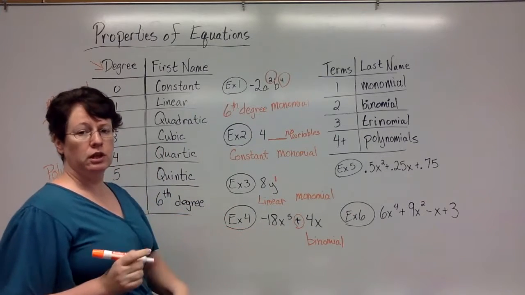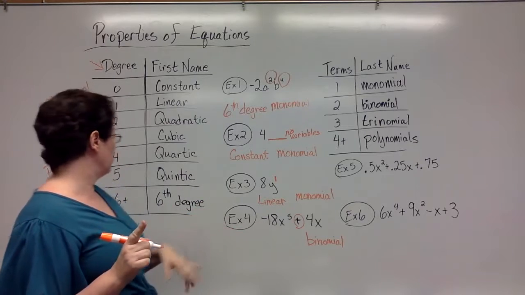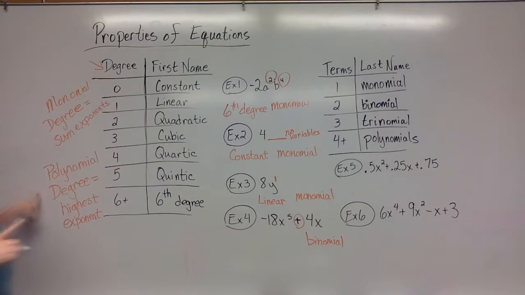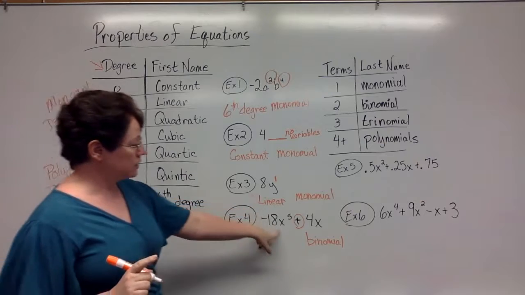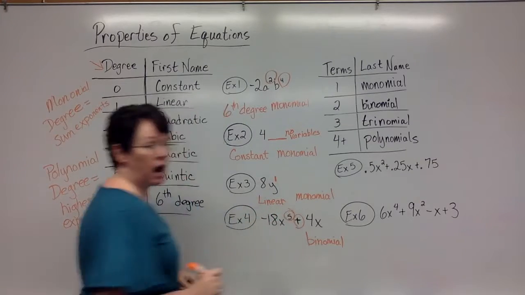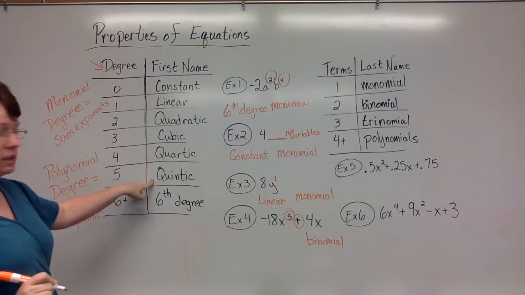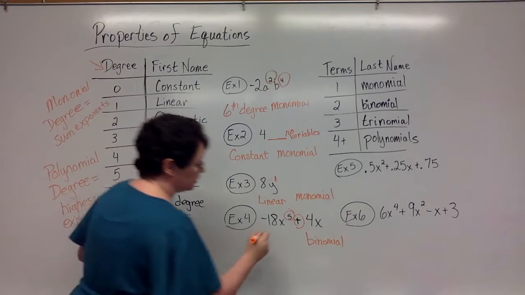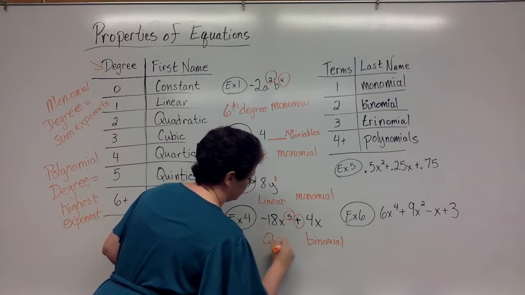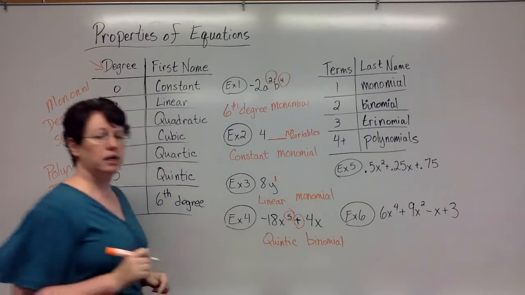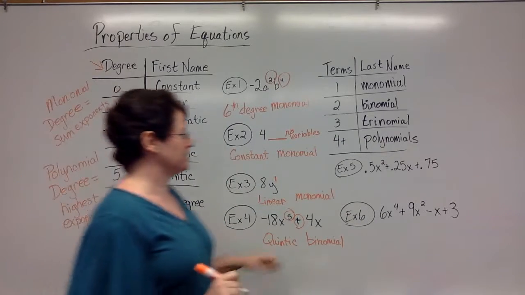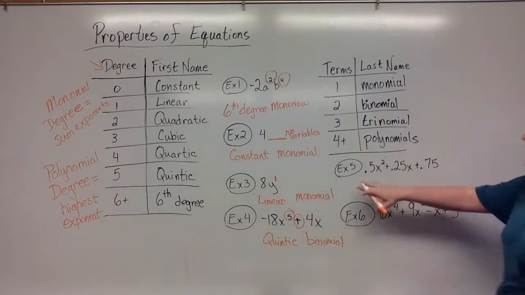Now let's look for the degree. What's the highest exponent? Remember, we got to go with the highest because it is not a monomial. So highest exponent is a 5. 5 is a quintic. So this is a quintic binomial. Exciting stuff, right?